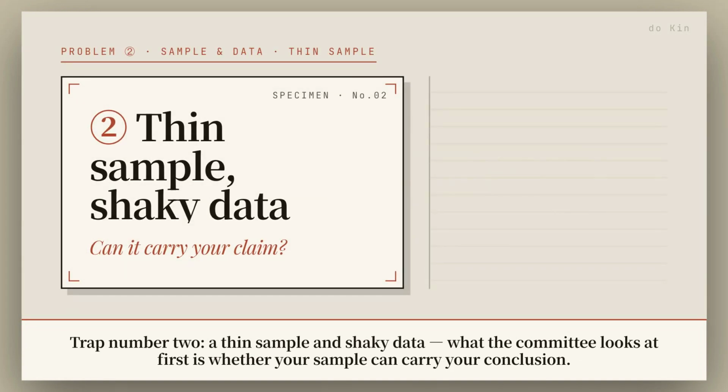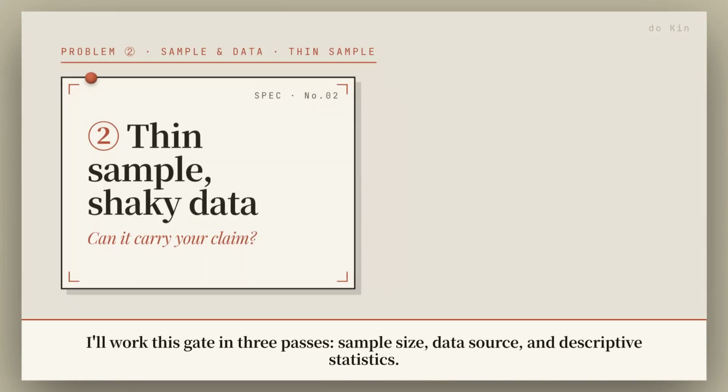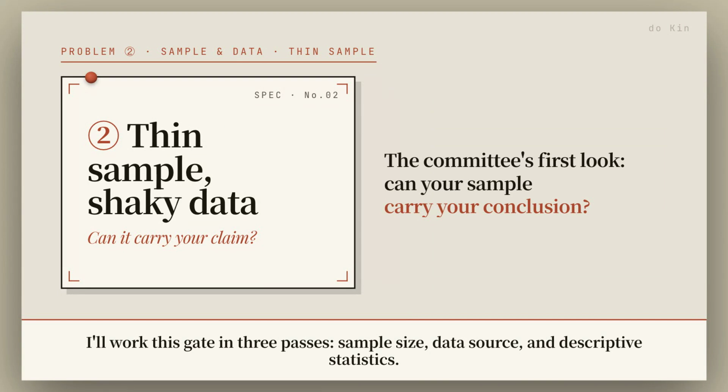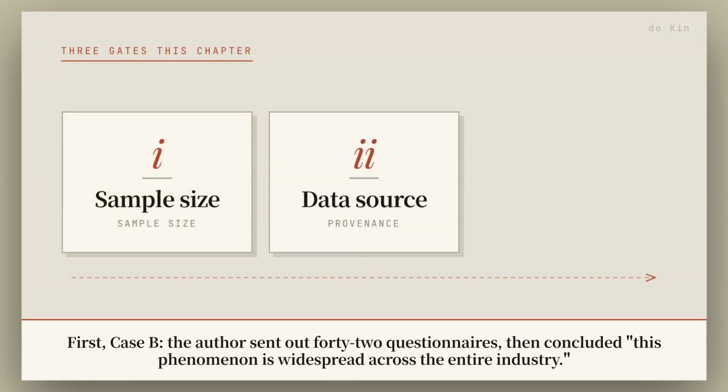Trap number 2, a thin sample and shaky data. What the committee looks at first is whether your sample can carry your conclusion. I'll work this gate in 3 passes: sample size, data source, and descriptive statistics. First, case B.